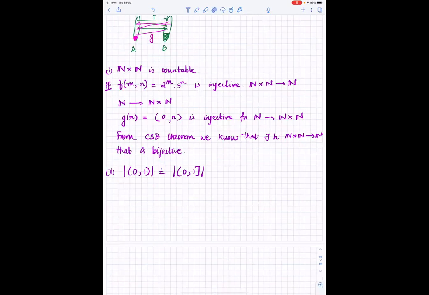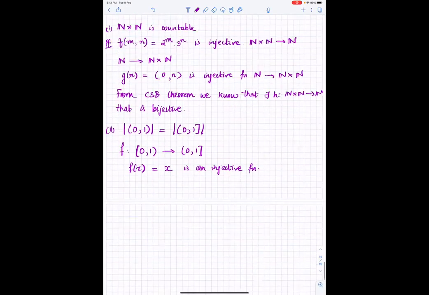So what do we have to do? We need to construct an injective function f from the interval (0,1) to [0,1]. Can someone come up with a function? f of x equal to x. This is an injective function, the identity, just that it might not have a pre-image. But now you have to come up with another function g, from [0,1] to (0,1), that is also injective. g of x equal to x by 2. So this function is injective.